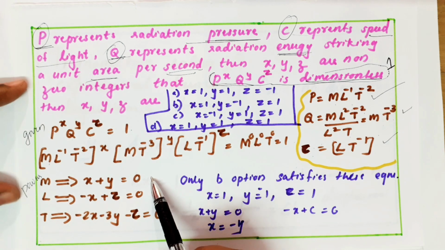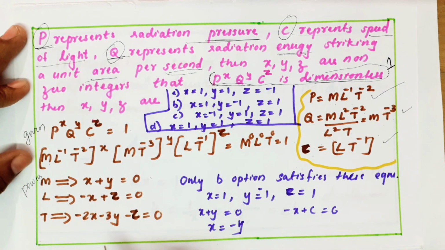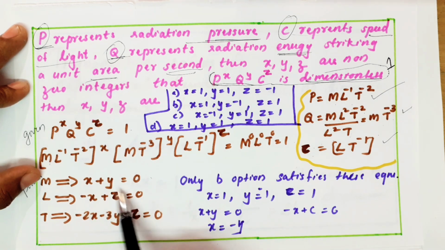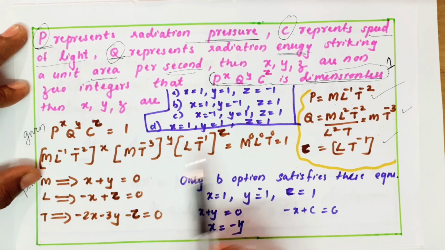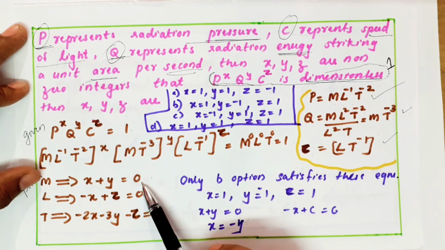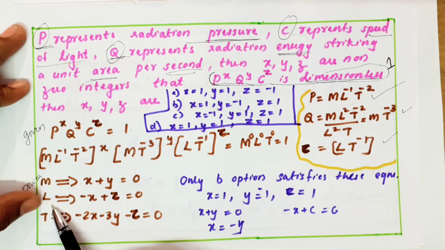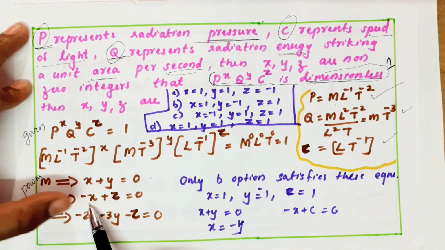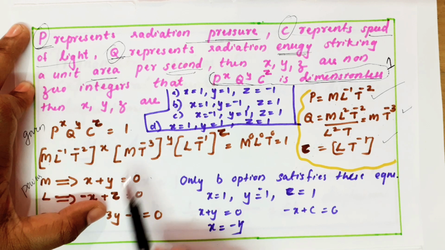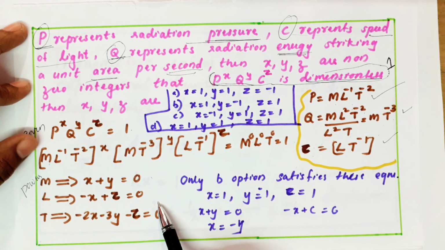You learn a power m into a power n is a power m plus n. So powers I am equating: x plus y equals, here what is the power in the right hand side? No term, so it is 0. Next I am equating the powers of L. Powers of L means minus x plus, what is the L term here? z, is equal to 0.